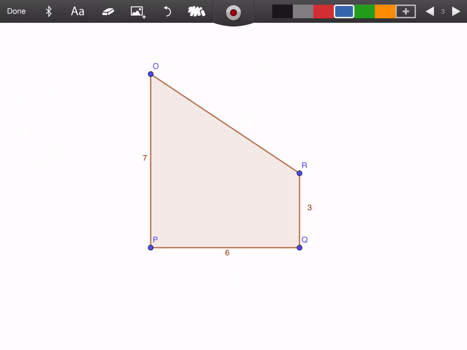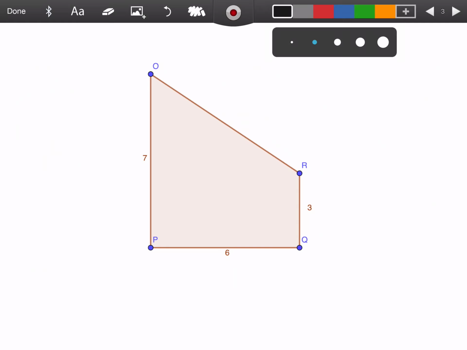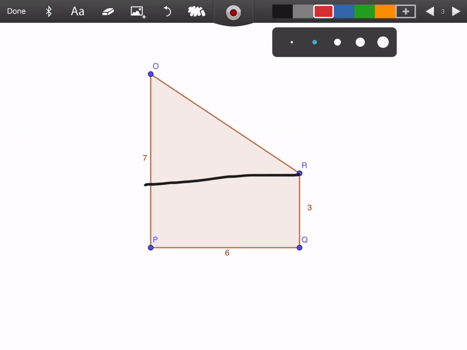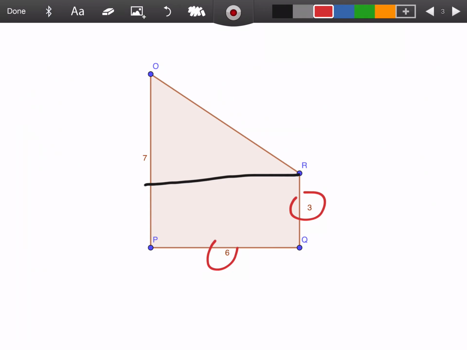Sometimes when we're working with these figures, we end up with triangles whenever we're splitting them. So the first thing I'm going to do is I'm going to split it across this way. And I see a rectangle here at the bottom. I can see that I have a rectangle that is 3 units by 6 units. So I know that 3 times 6 is an area of 18.